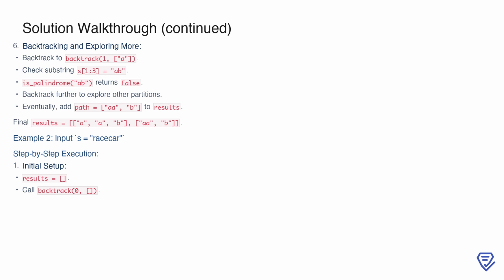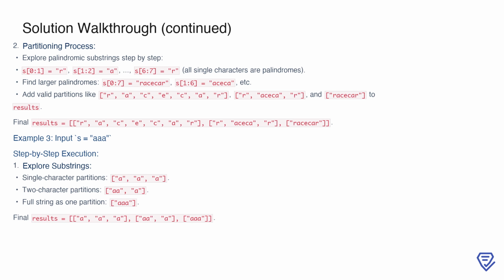Moving on to a new example, let's consider the input string racecar. As before, we initialize results as an empty list and make the first call to backtrack(0) to begin the process. For the string racecar, we systematically explore all possible palindromic substrings. Starting with single character substrings, we find that each character, such as r, c, and so on, is a palindrome. We also identify larger palindromes, such as racecar spanning the entire string and "aceca" within it.